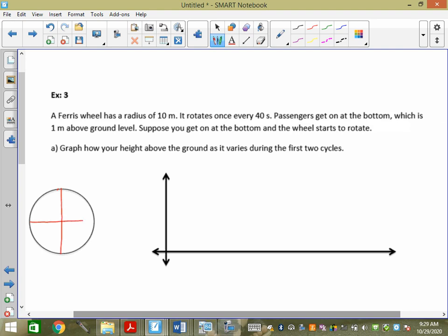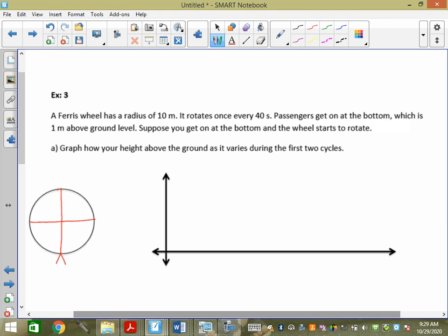Still going to split it into 4. And there might be a base, I don't know. Sometimes there's not a base because you literally step into a little balloon, like the Ferris wheels that look like a balloon. You step into it at ground level and it just travels you around. Sometimes they go below. So here we have a Ferris wheel that has a radius of 10.